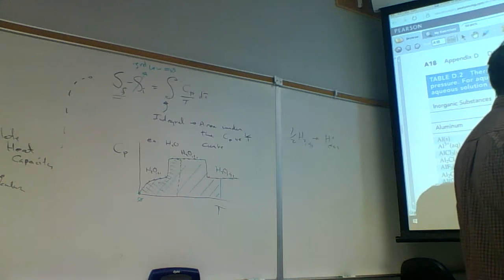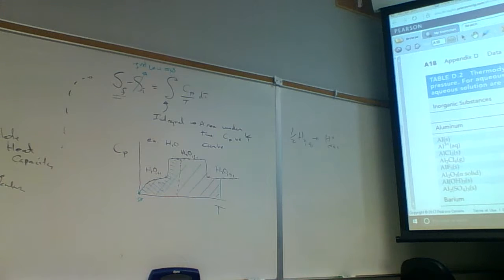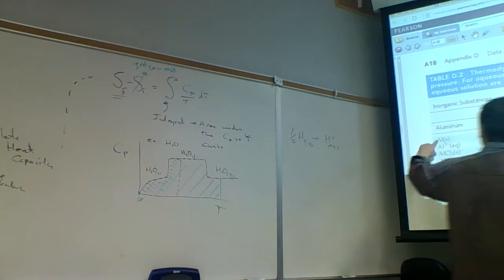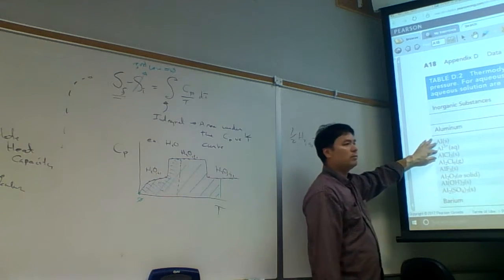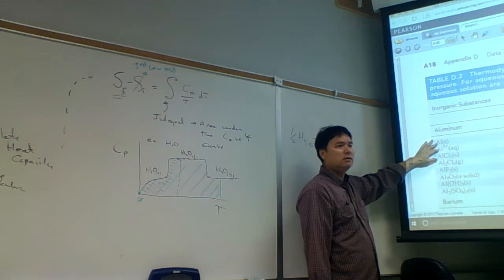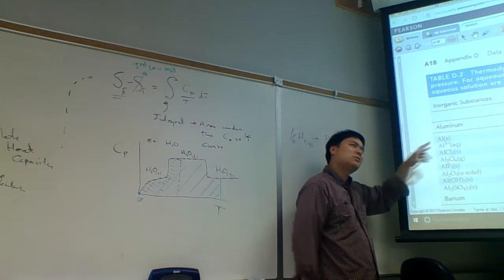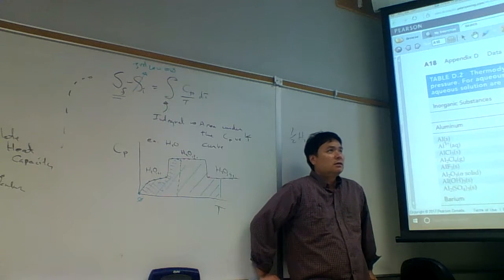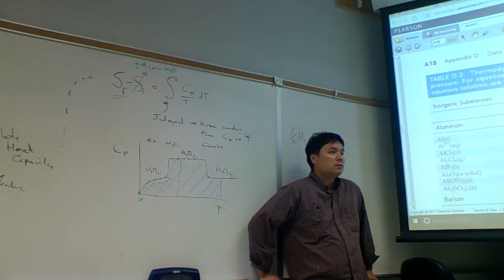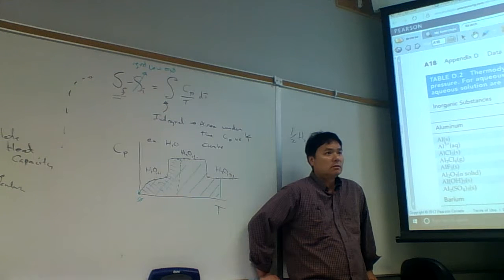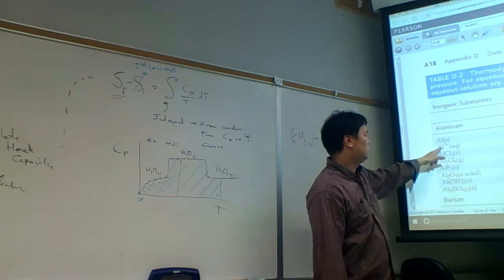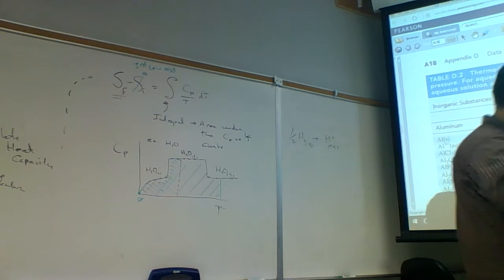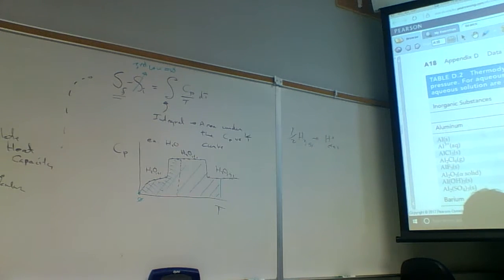But it's tricky because I'll ask a very simple question. Which one has a higher entropy? Aluminum solid or aluminum 3 plus aqueous? And the last time I asked this question on the test, a lot of people answered aluminum 3 plus aqueous. Why? Because it's a lower number. But there's no way that's possible. And so what we'll do is we'll just look at the neutrals first.